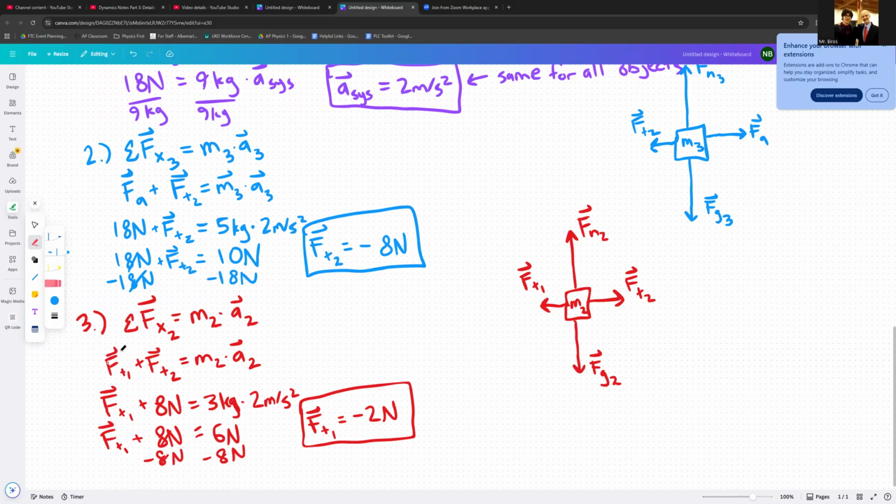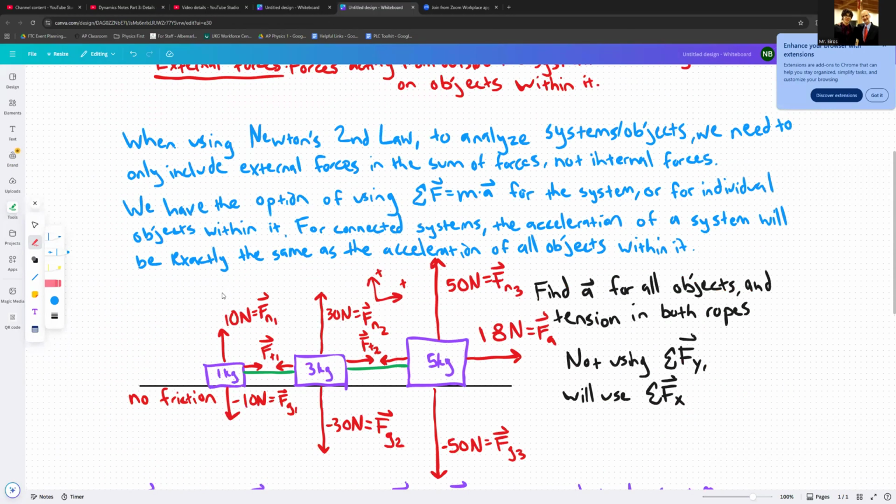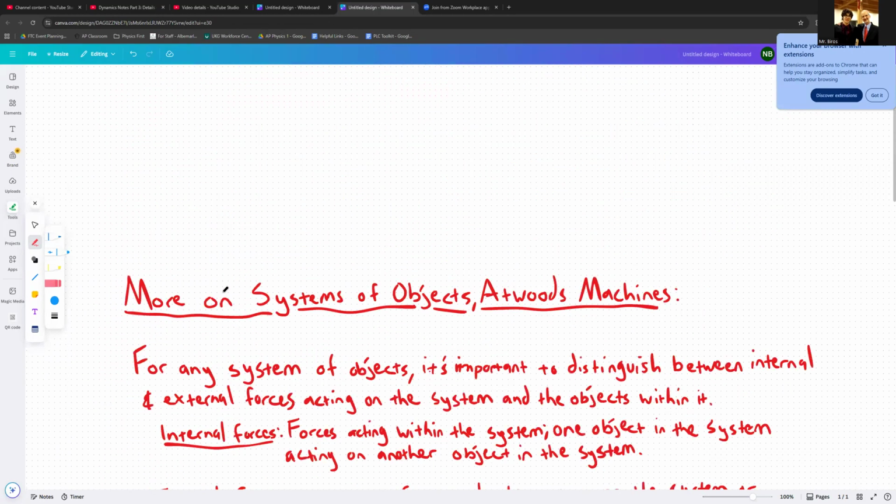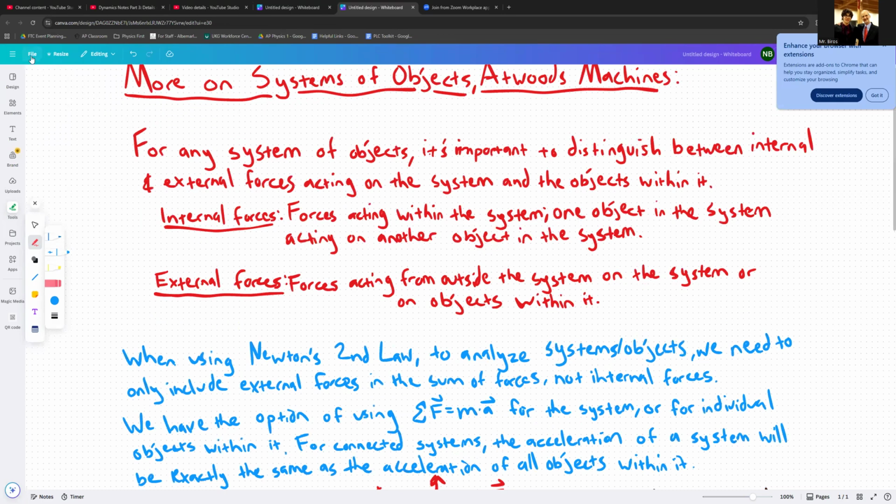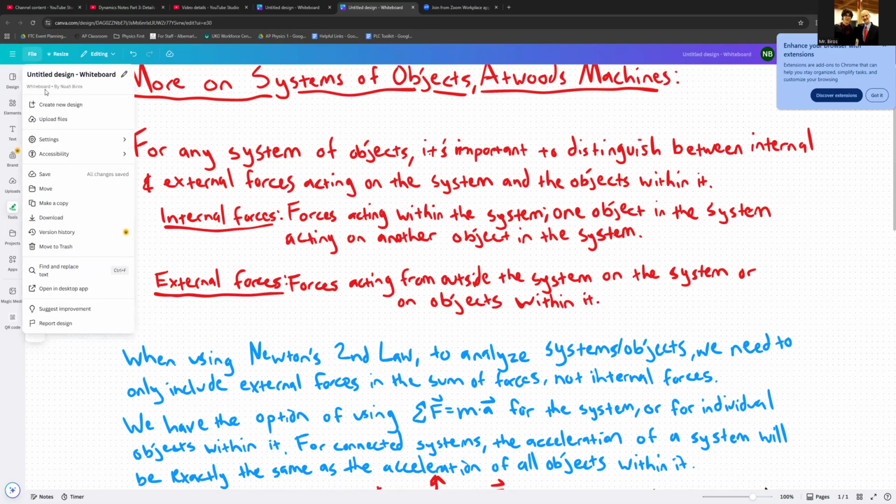Okay, we're going to try to squeeze in Atwood's machines here because I want to try and cover everything that is on your quiz. So when we get to the Unit 2 quiz, it'll be up through Atwood's machines.